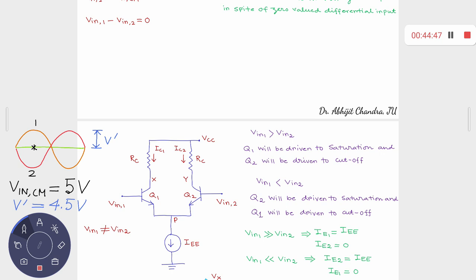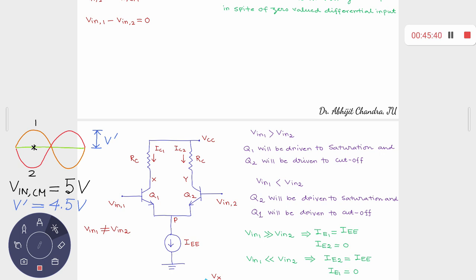So therefore, when V1 is greater than V2, or very very much greater than V2, Q1 will be driven to saturation, right? That means the entire current will flow through Q1. So this current is IEE, this IC1, and this current is equal to 0. So what about this voltage then? VCC minus RCIEE. What about this voltage? Simply VCC. If you take the difference, what is the difference? Minus RCIEE. So when V1 is much much greater than V2, that difference is equal to minus RCIEE. That is one extreme condition.